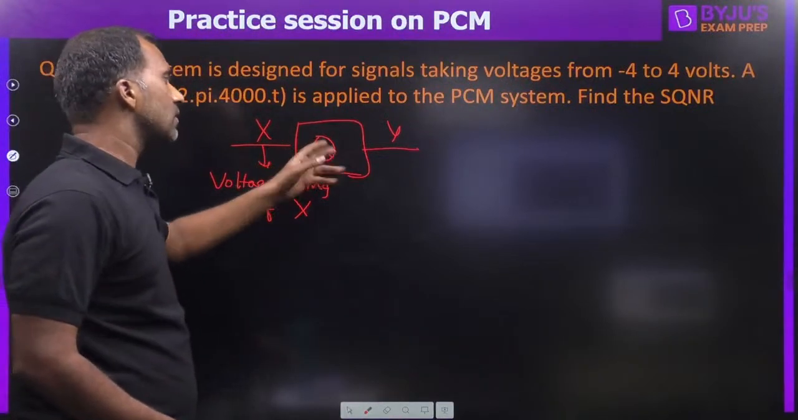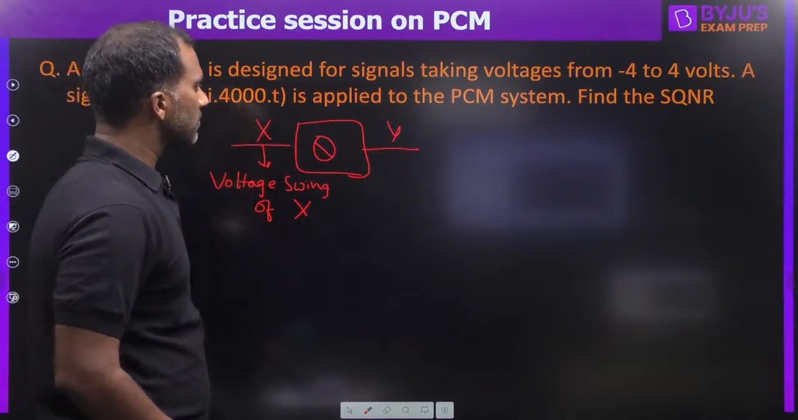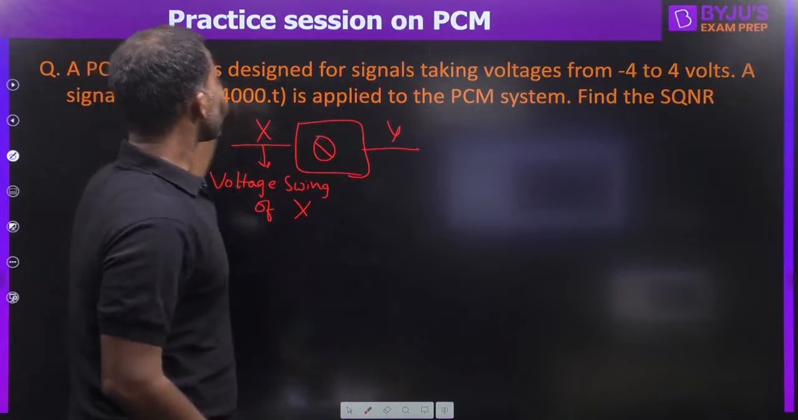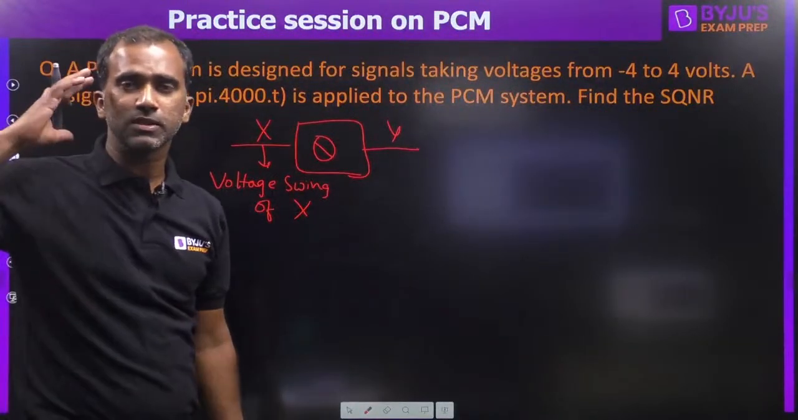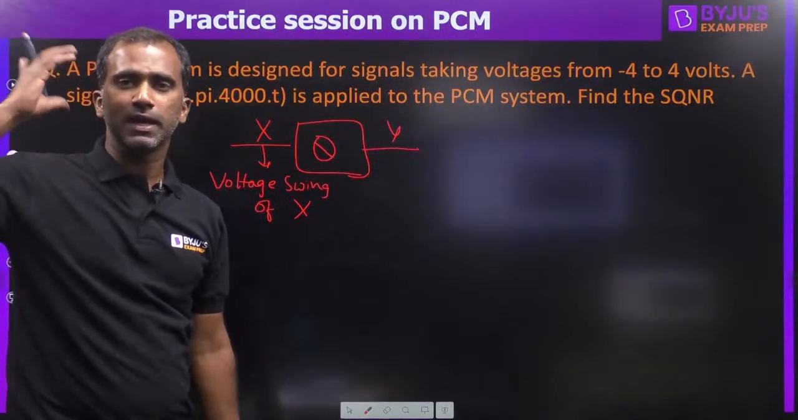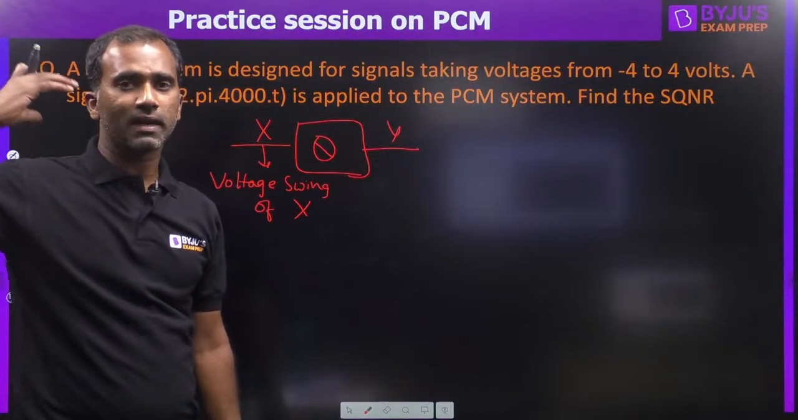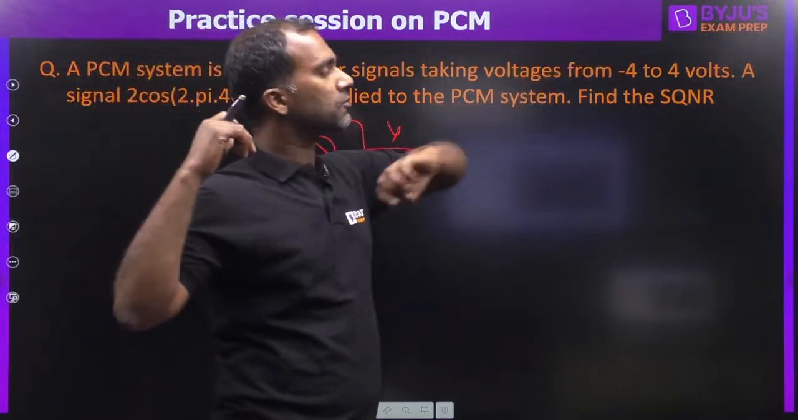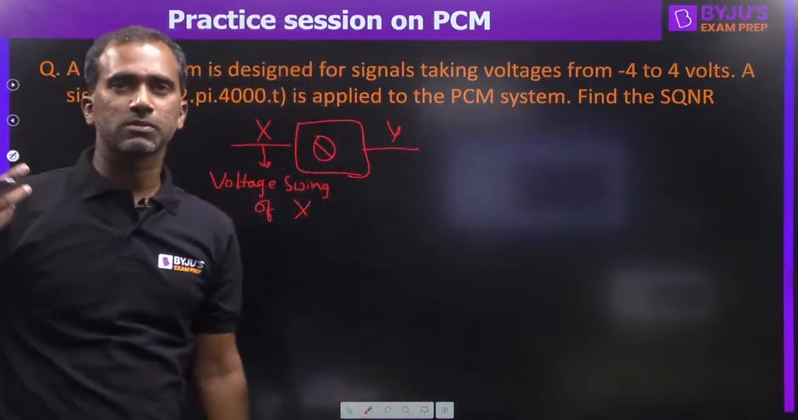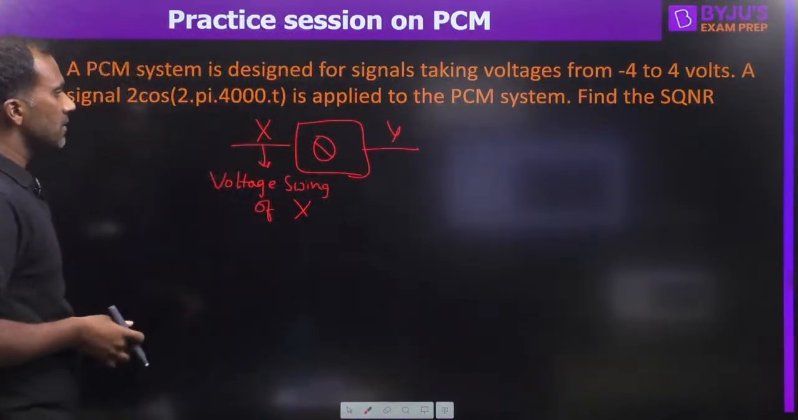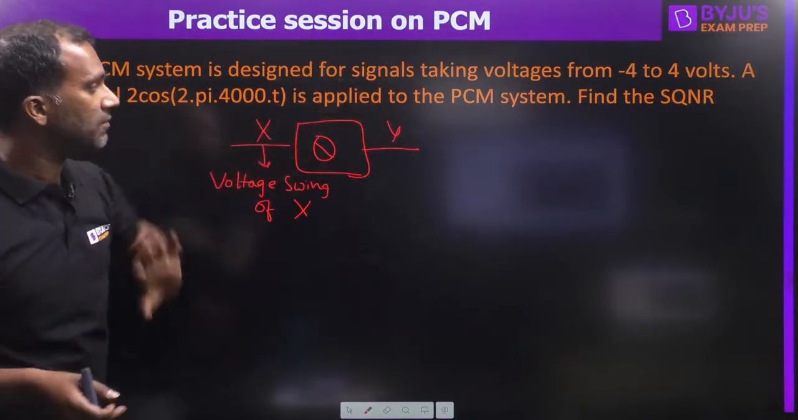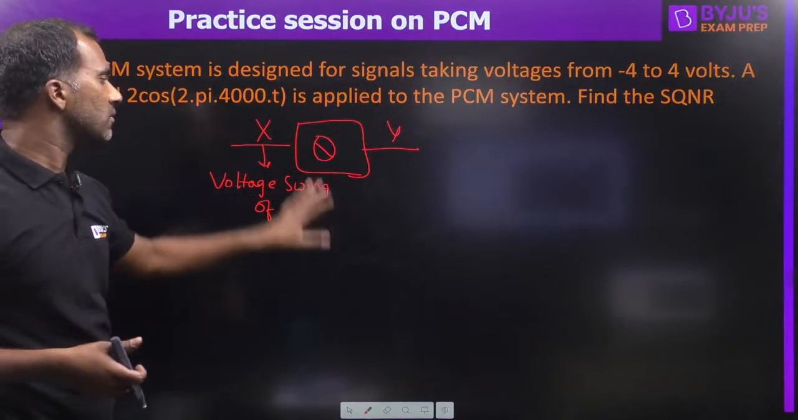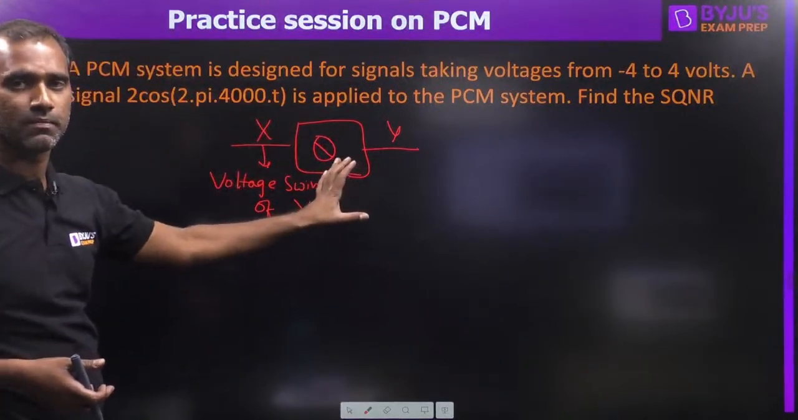When you're designing, you're going to assume something about the voltage swing. That is what they're giving here: a PCM system is designed for signals taking voltages from -4 to +4. The assumption is that when you're designing a quantizer, you should have an idea of the voltage swing. And what is the idea they are having about the voltage swing? From -4 to +4. Signals will take -4 to +4, and based on that, I'll design. But if they give us a different signal, without that swing, even then I can't do anything about it. Quantizer characteristics will remain the same.